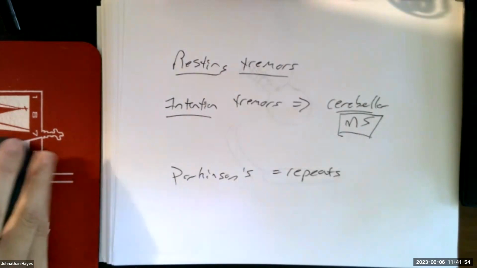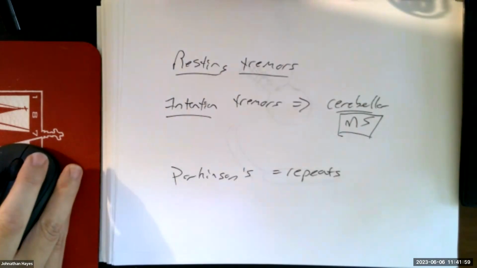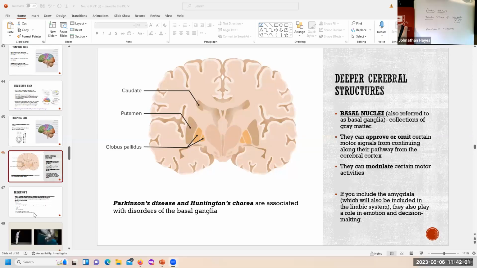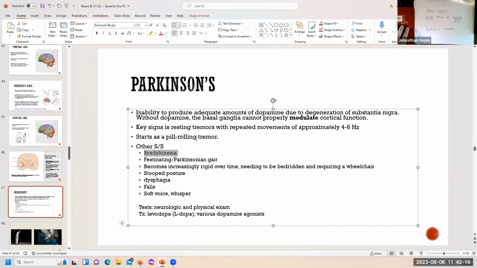So with Parkinson's, some of the signs and symptoms that we end up seeing is the patient starts to get what's called bradykinesia, which is very slow movements. So again, that pill rolling tremor I just showed you is at rest.